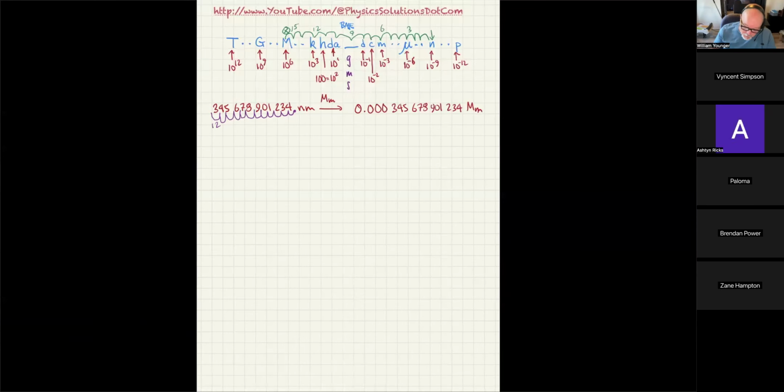If I wanted to go the other way, obviously I would be given a really small giga number or tera number or something like that, and I might want to convert it to something on the other side, say pico or something like that. Then do the same thing. I'd put an arrow at the units that I have and then put a little target at the unit I want. And then again, I count the jumps that I have to make to get to that other side.